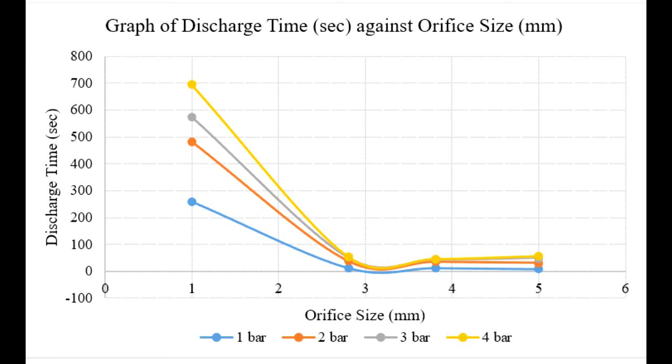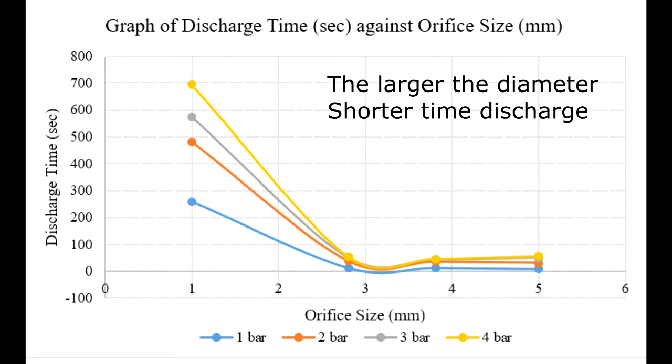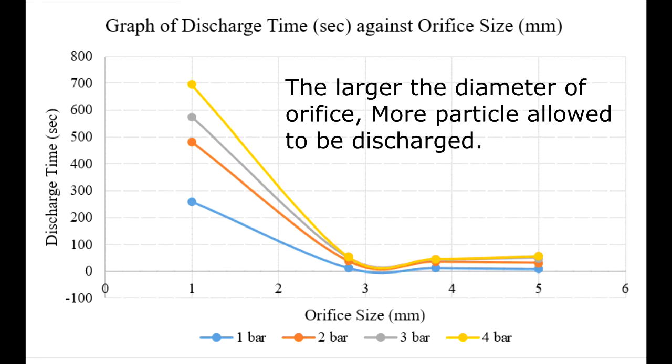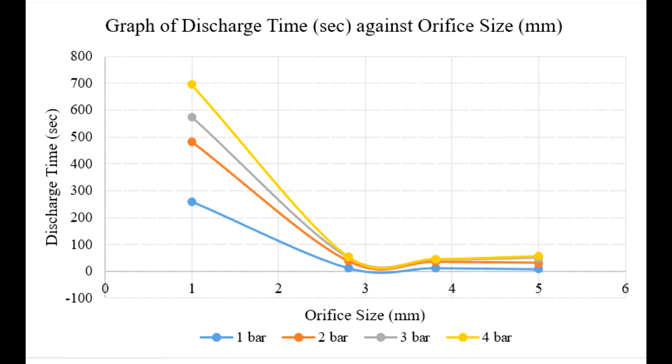The first graph for the first experiment shows the relation of discharge time of air from the gas containment tank with orifice size. The larger the diameter of the orifice, the shorter the time taken for the air to discharge completely from the tank. This is because a larger diameter indicates a higher cross-sectional area, which allows more air particles to discharge from the tank.